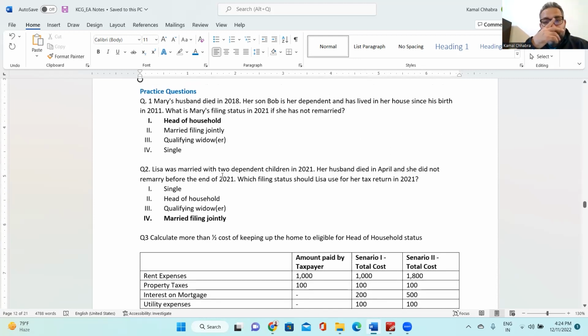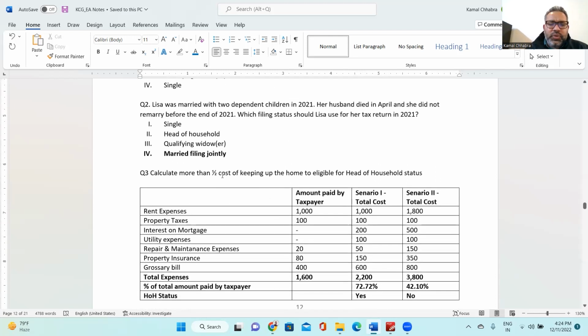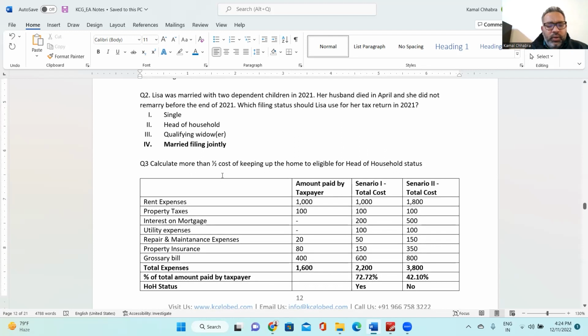In addition to yesterday, we covered these two practice questions. I have added one more practical question to practice, especially because people get confused about what all things we need to cover, or how we need to calculate half of the cost of keeping the home, which is required for eligibility for head of the household status, right?